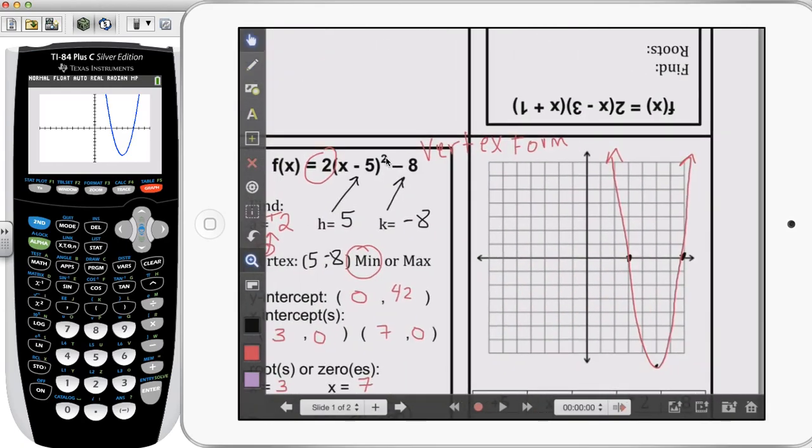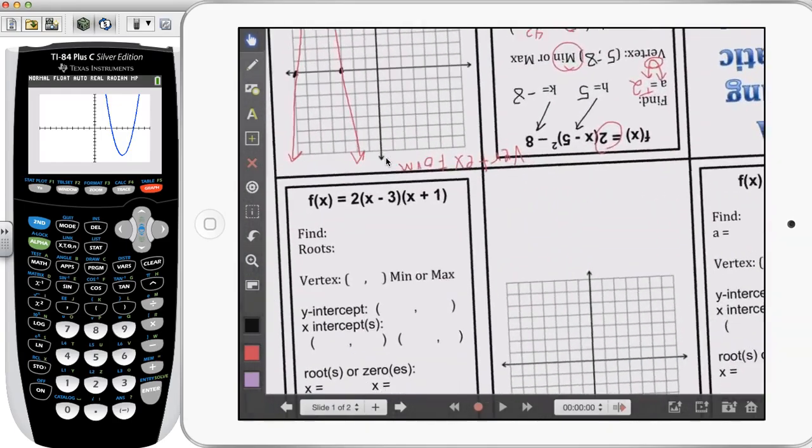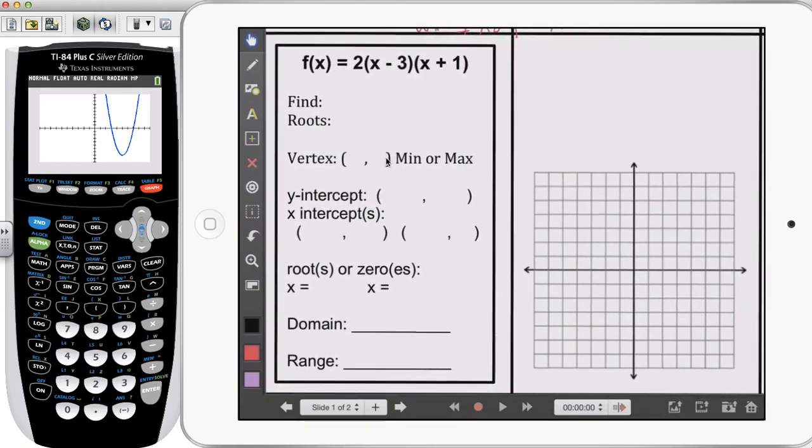I think I need to rotate this page to get to my second example. So let's look at this over here.